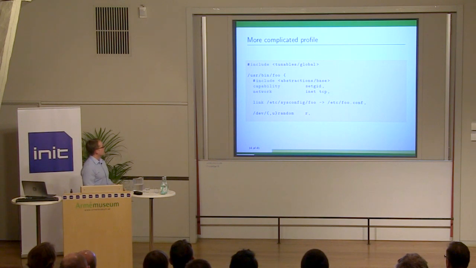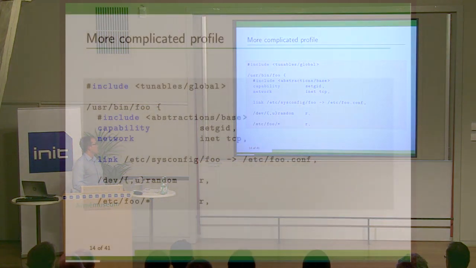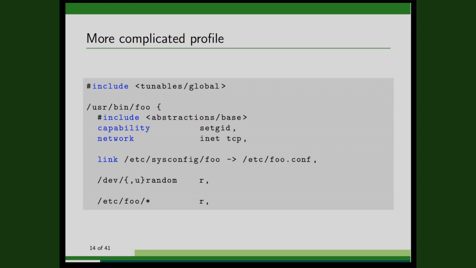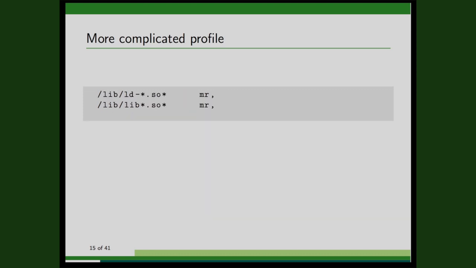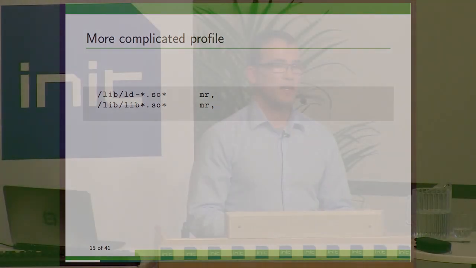Next, we allow read access to /dev/random and /dev/urandom. There you can also use this syntax, so you don't have to use two separate rules. And then we allow it read access on its own configuration files. So up until now, pretty much everything is kind of straightforward. If this binary needs some kind of libraries, then you can use rules like this. You could allow only specific libraries, but this can become quite tedious.